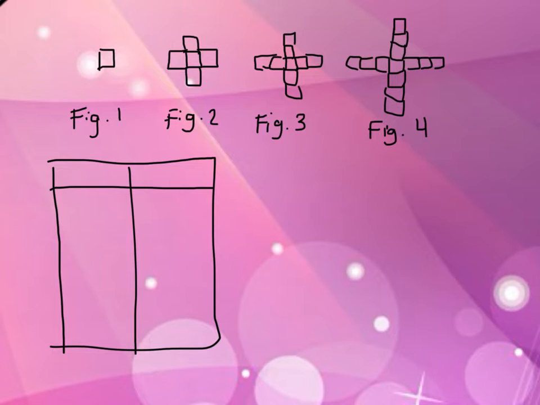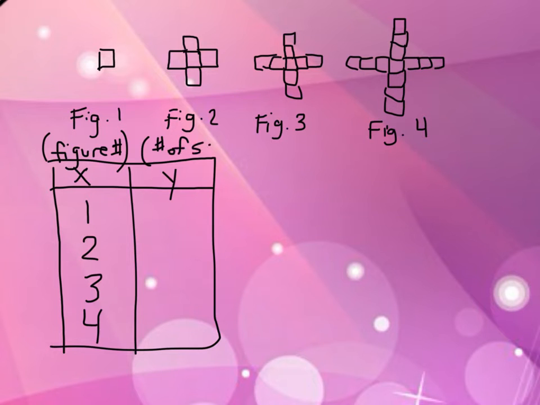We're going to put our x values on the left, so we've got figure number 1, 2, 3, and 4. And of course we need to label that, so that's our x, and that is figure number. And then our y value will be the number of squares. And if we count the number of squares in each figure, you can see that it starts with 1, then becomes 5, and then 9, and then 13. So you can see that the amount of squares is increasing by 4 each time.